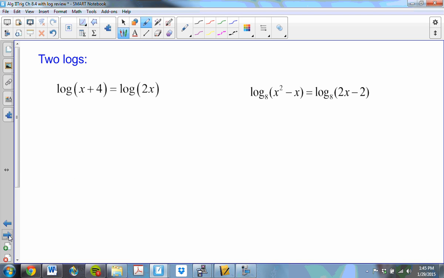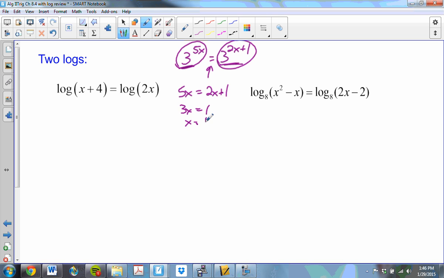2 logs. Well, this problem is going to end up being really similar. Remember, we've done problems with common base. We have something like this. And the idea is, if 3 to the 5x is the same as 3 to the 2x plus 1, if they're actually equal to each other, the only way that this can equal this is if the powers equal each other. So we can actually just drop the bases of 3 and solve for the powers from here. We would get that 3x equals 1 and x equals 1/3, and that would be our solution. But we can just drop the bases because they were the same.